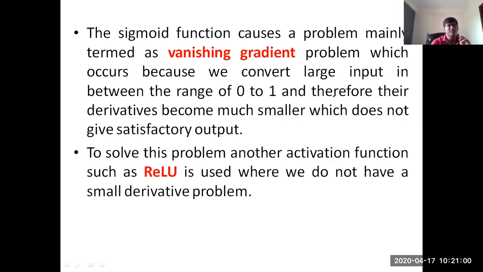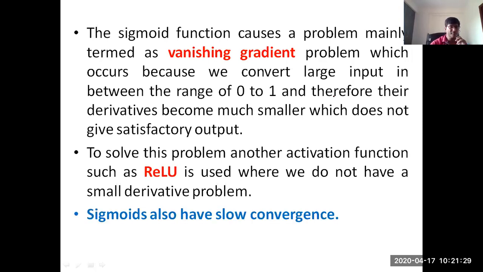In order to solve this vanishing gradient problem, we have another function, which is one of the most common activation functions specifically for neural networks, called the ReLU function, rectified linear unit, which will be covered in a short while. ReLU does not suffer from this specific problem, the vanishing gradient problem. Moreover, sigmoid functions have been experimentally found to have very slow convergence. It takes a lot of iterations to reach convergence.